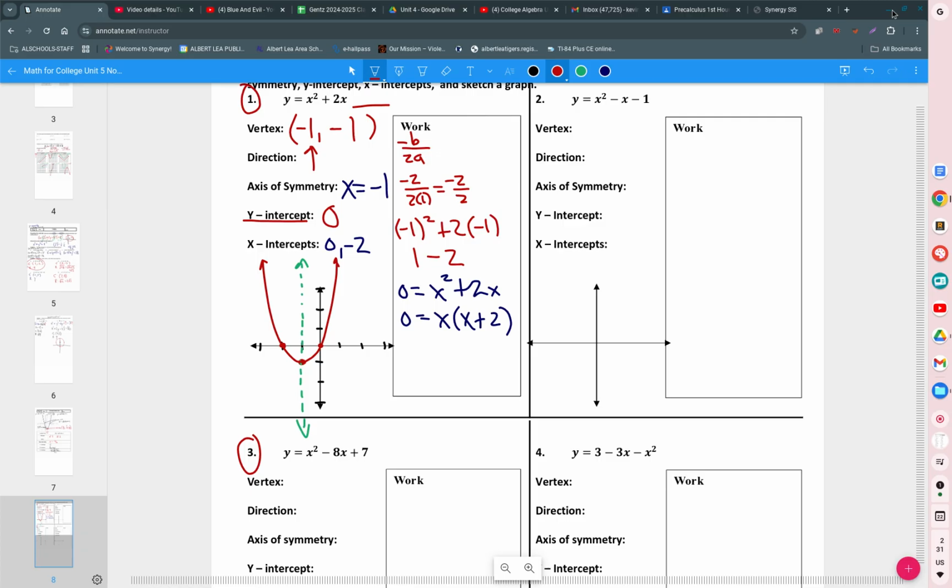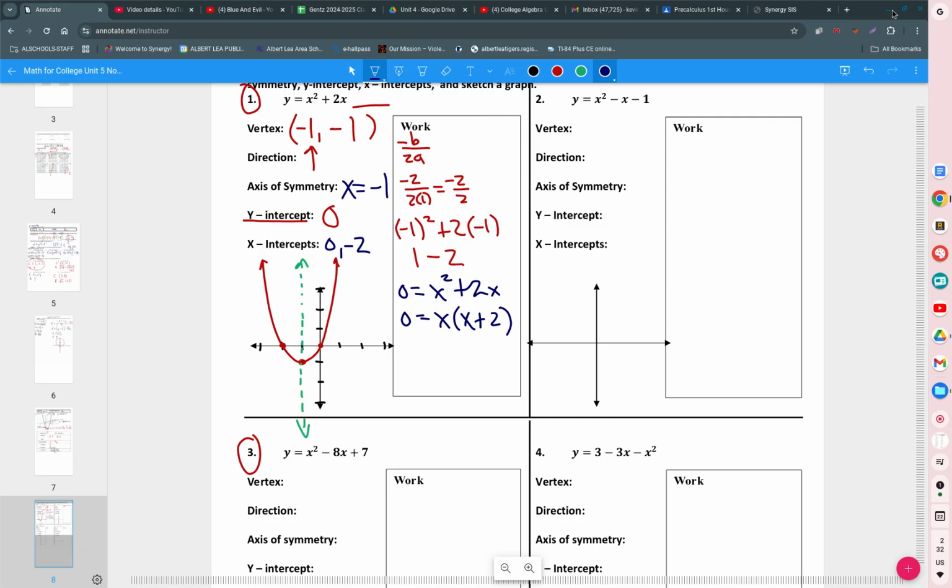I don't think I understand this. So this is where it crosses over the x. Yeah. So we have to do 0 and negative 2. That's a good concept. Because that's where it crosses over the x. Is that those two? Oh my gosh.